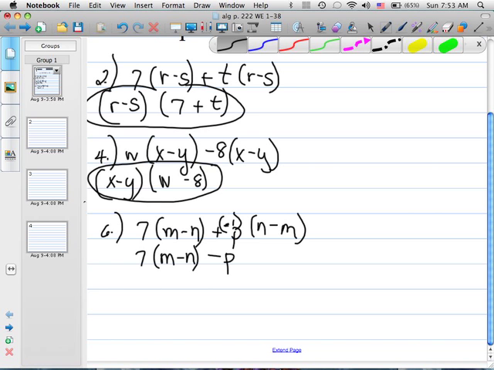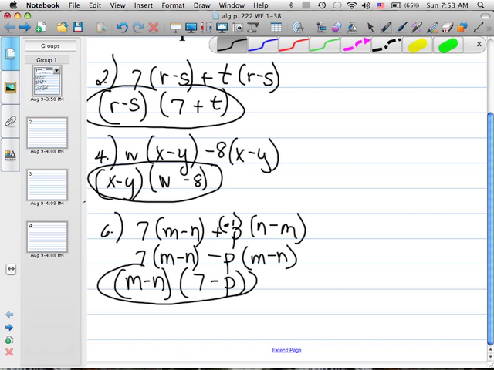So I had to take out the negative 1. And then I'm going to rewrite the second one just like the first one, m minus n. So my common factor is m minus n times 7 minus p. Don't ever change the order for the second one. It's how they appear in your problem.